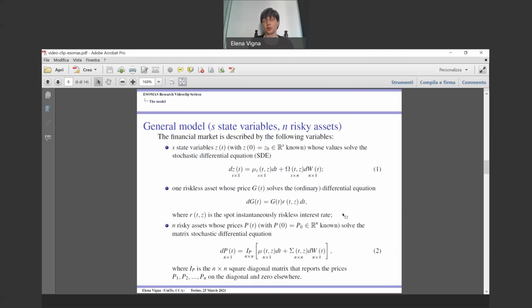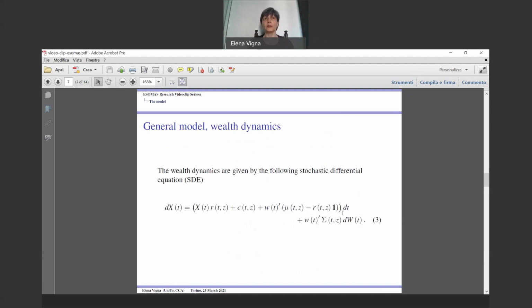So first, we define the financial market, and there are three different levels of complexity for the financial market. The first level is this one. You have S state variables, which describe the uncertainty, basically, that can affect the financial market. Then there is one riskless asset with the riskless rate R, and then there are N risky assets. So you want to find the optimal investment strategy, which is given by the vector WT, which reports the quantity that are invested in the risky asset. C is the contribution rate and X is the wealth. This is the equation that governs the stochastic differential equation that gives you the growth of the wealth over time.